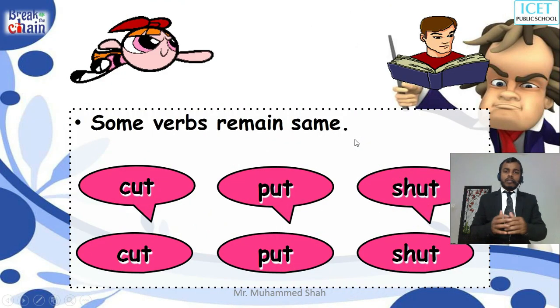Some verbs remain the same. When we are making the past form of the verb, there will not be any change. Example, cut, past form is cut. Put, past form also put. Shut, also the same way, past form is shut. Not only the past form, the past participle also, the V3 form of the verb, is the same. Cut, cut, cut. Put, put, put. Shut, shut, shut. Don't write shutted or putted.